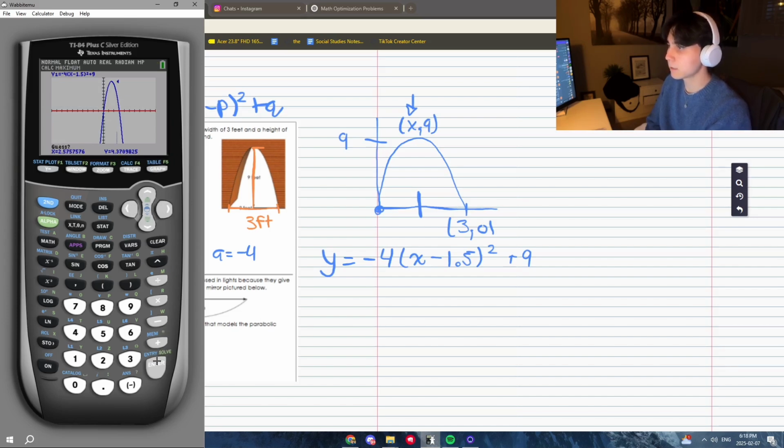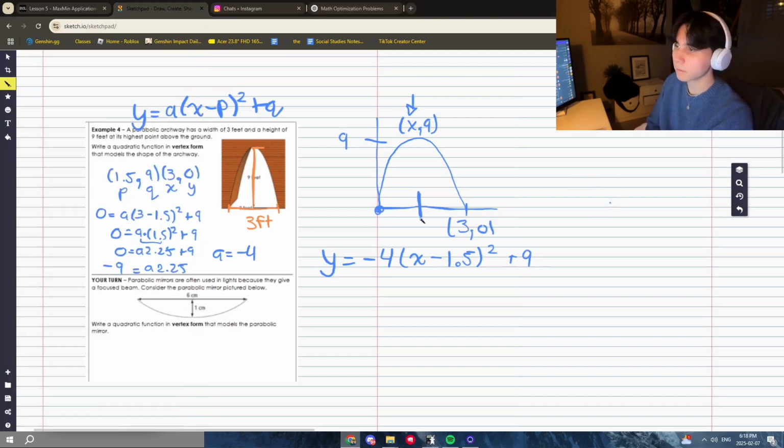Left and right. And you're going to get 1.9, 9, or 1.5, 9, which actually matches up to your vertex here. So that's how you know your equation is going to be correct.